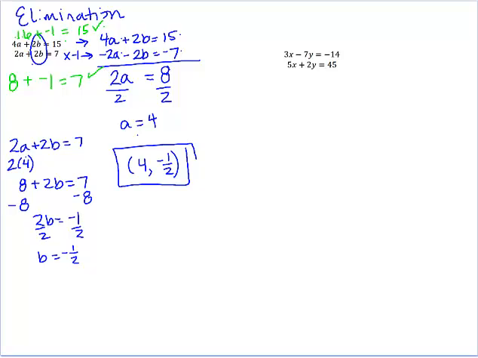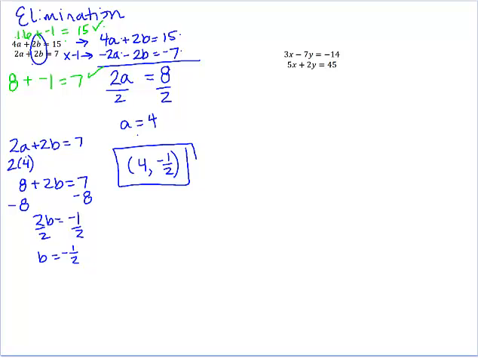Now let's do another elimination. Next one, 3x minus 7y equals negative 14, and then 5x plus 2y equals 45. Now here, if you were to add these two equations together, neither our x's nor our y's would cancel, and neither of them look alike the way they did in the previous problem. So what that means is we need to make them alike.